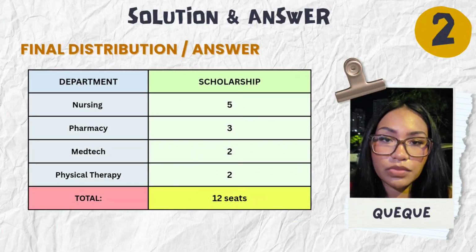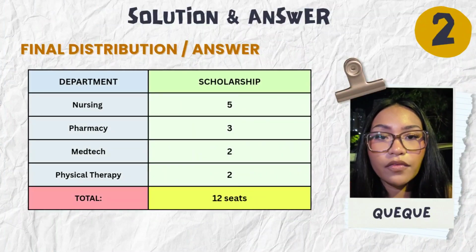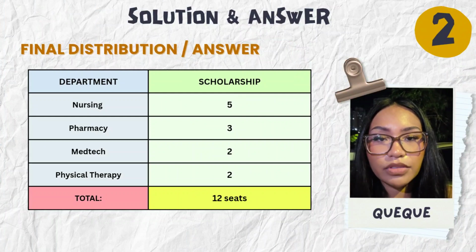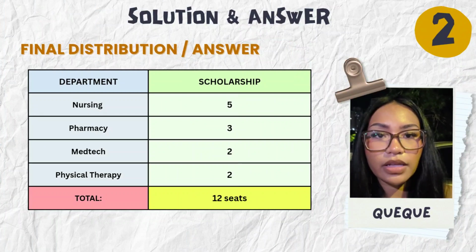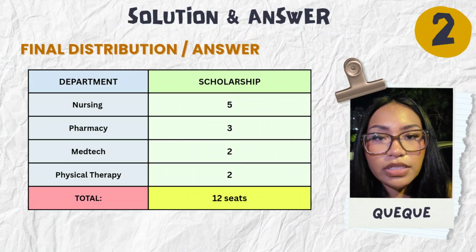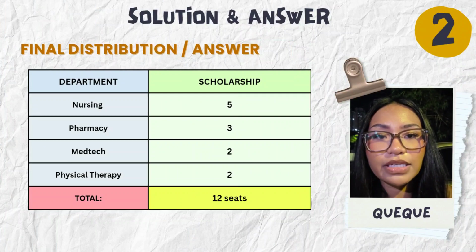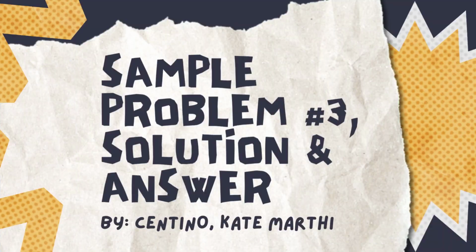Therefore, the final seat distribution is nursing with 5 seats, pharmacy with 3 seats, medtech with 2 seats, and physical therapy with 2 seats, making a total of 12 seats. In conclusion, Hamilton's method helps distribute seats proportionally by first assigning the lower quotas and then distributing the remainder seats based on the largest remainder.